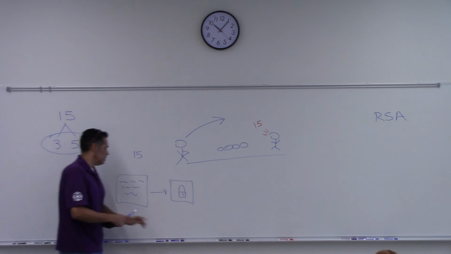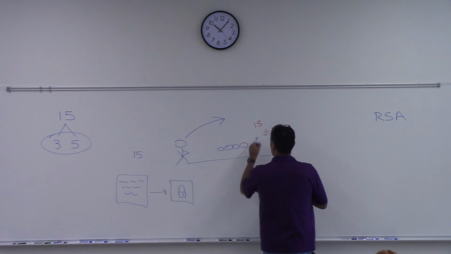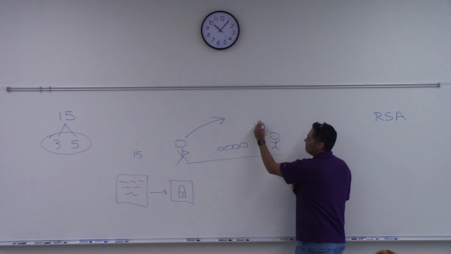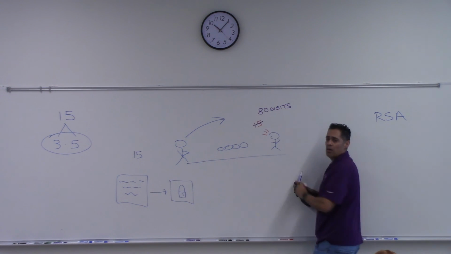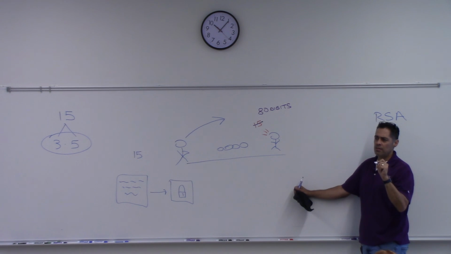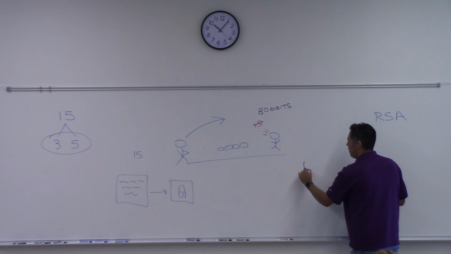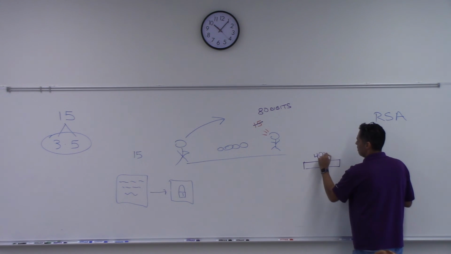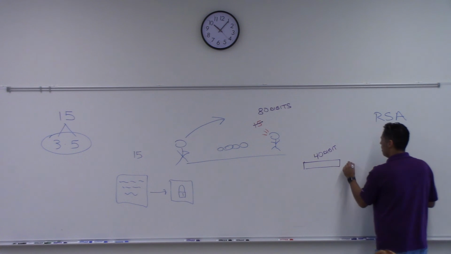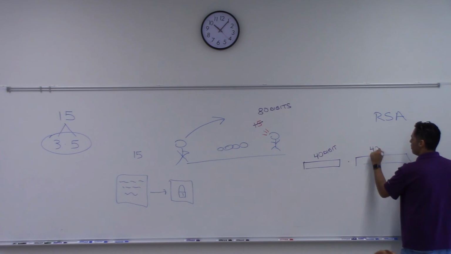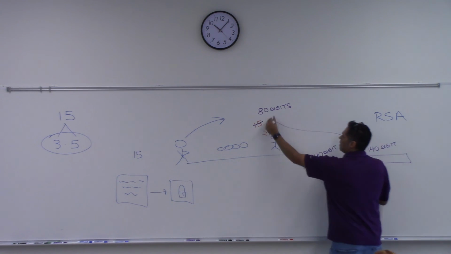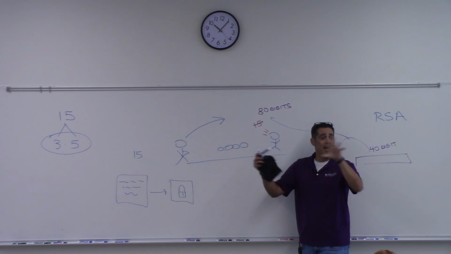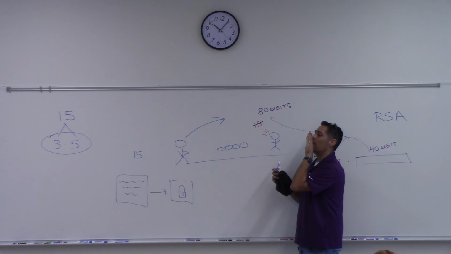In the real world, the number that's being yelled is not the number 15. It's actually 80 digits long, right? It's 80 digits long. It is the product of 2 prime numbers. So what we do is we have a 40-digit prime number, and we multiply it times another 40-digit prime number. These two multiplied together become your public key, and that's what you yell out to everybody. Here's my 80-digit public key.